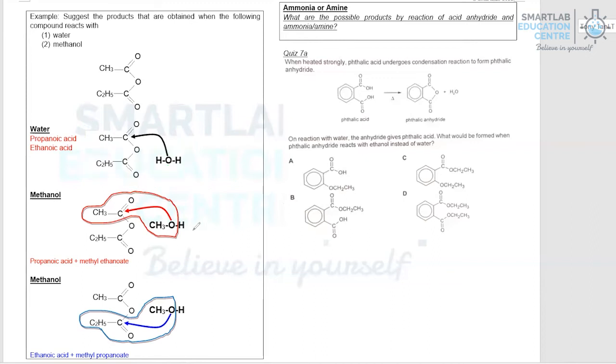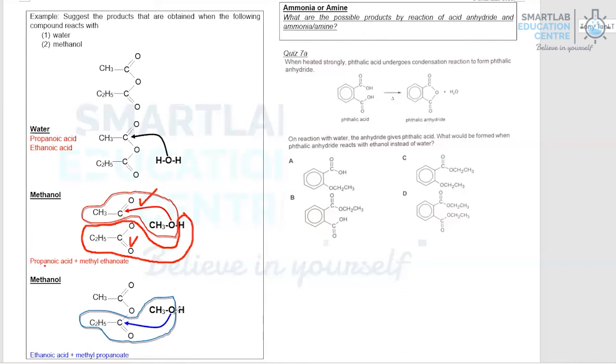Let's take a look at what happens now in the case of acid anhydride reacting with alcohol, say for example, methanol. In this case, as sketched in red, you'll find that there are 2 possible ways you could undertake the reactions. In the first way, this is what happens, which means you will end up with propanoic acid, which is this one, and your methyl ethanoate, which is the one right at the top.